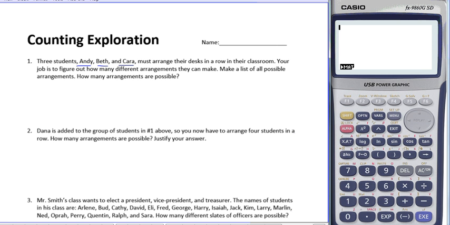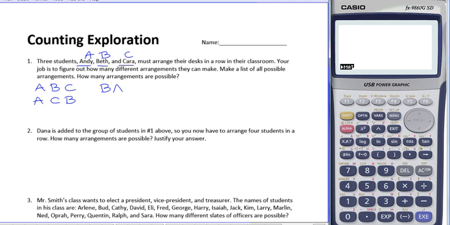So I called them Andy, Beth, and Kara so we could label them as A, B, and C. So our first arrangement, if we were to line them up in a row, would just be A, B, C. Well, what if Kara and Beth trade places? Then they're A, C, B.